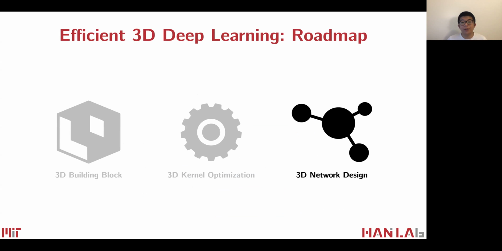Now we have covered how to design an efficient 3D building block and how to make it run fast. With all this, designing an efficient network architecture is still challenging because we need to carefully adjust the network architectures, such as the channel numbers and the kernel sizes of all layers, to meet the requirements for real-world applications due to constraints such as latency, energy, and also accuracy. So to solve this issue, we come to the third part of this talk, 3D network design.